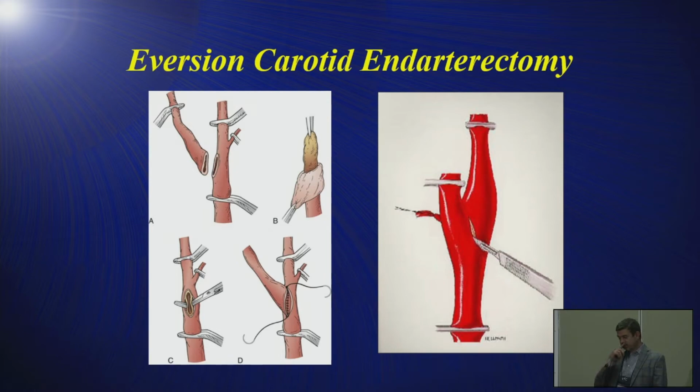Eversion technique is very different, where we actually divide the internal artery off of the main carotid, wide, to create a wide type of patch, and then we peel back the plaque. So the plaque is here, and we actually just peel back the artery, and that plaque releases. And then we just basically sew the artery back together again in this fashion here.